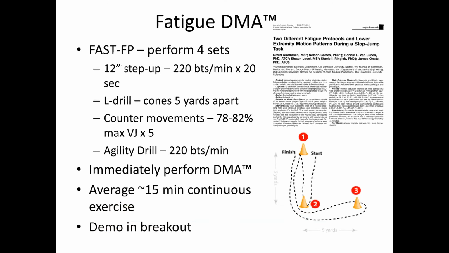So the FAST-FP is performed over 4 sets, and basically consists of a 31 centimeter step up at 220 beats per minute times 20 seconds, and an L drill where cones are set 5 yards apart. They perform that. They go right into some counter movements at 78 to 82% of the max vertical jump times 5, and then they do the agility drill. As soon as they are done with the 4 repetitions of that, they perform the dynamic movement assessment. On average, this takes 15 minutes. Due to us being live on webinar, we will not be demonstrating that for you today.